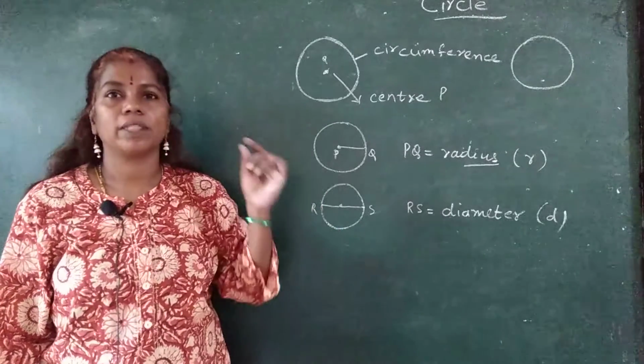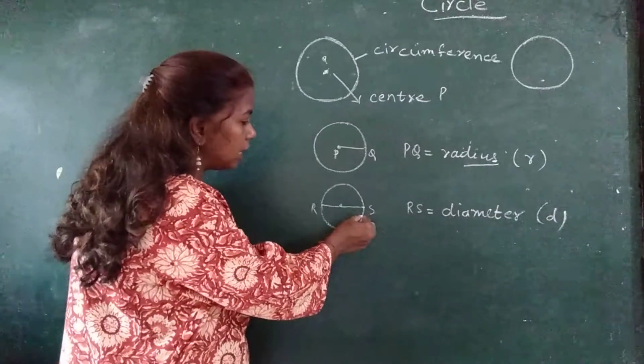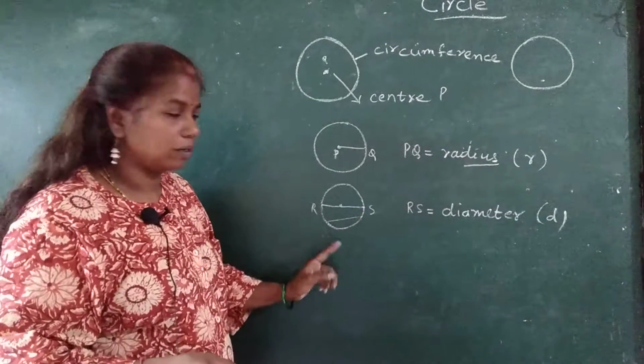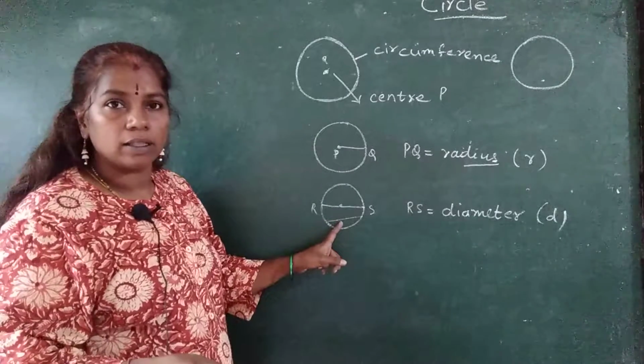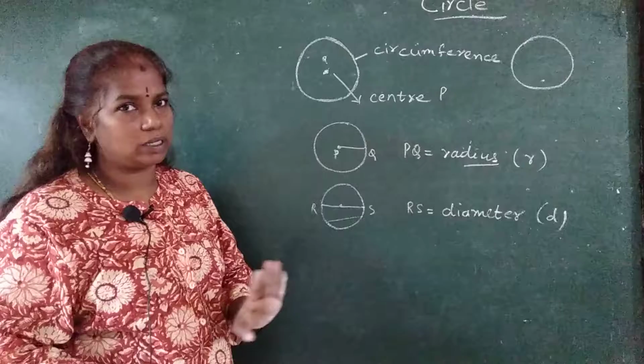Diameter is the longest chord. Okay. Now if I draw a line, suppose from one part to the other part, but is it passing through the center? No. So it is only a chord, not a diameter.